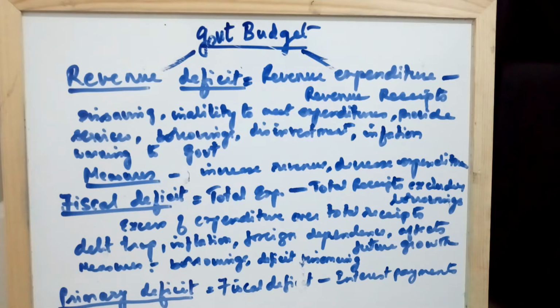The next one, primary deficit. But what measures can be taken to handle fiscal deficit? Again borrowings and deficit financing, which we have seen for revenue deficit. The measures for revenue deficit are repeated this time also to handle fiscal deficit.